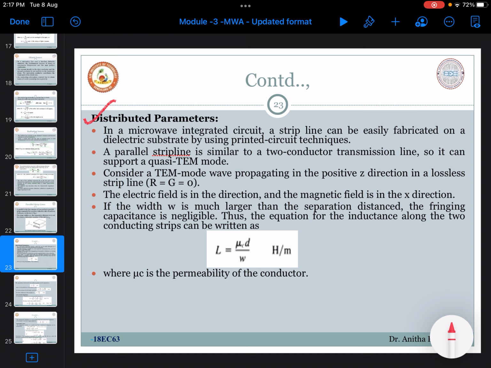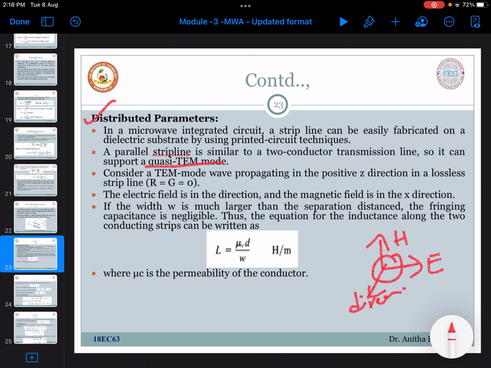The parallel strip line is similar to a two conductor strip line. As we know, two parallel strips separated by air or a dielectric medium act as a capacitor. In the same manner, here you have two conducting layers separated by a dielectric, and this parallel strip line supports quasi TEM mode, TEM indicating transverse electromagnetic waves. In a TEM wave propagating in the positive z direction, the electric field, magnetic field and the direction of wave propagation are all perpendicular to each other. So if E is in this direction, H is in this direction, then the direction of propagation is in this opposite direction.